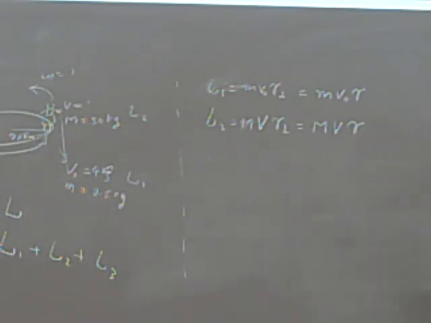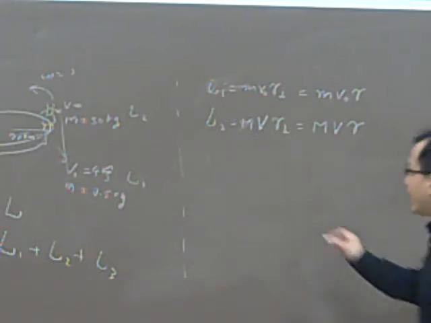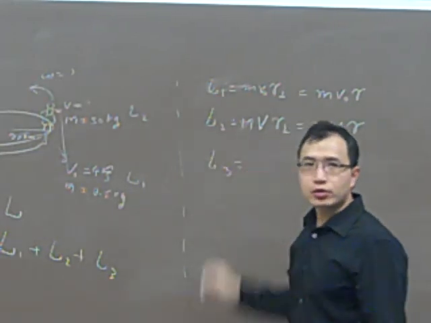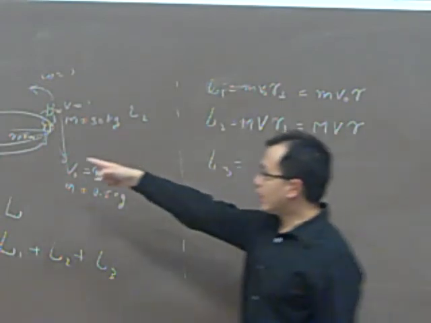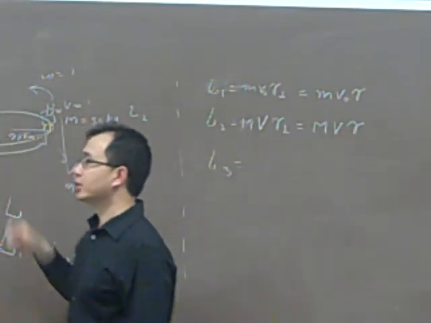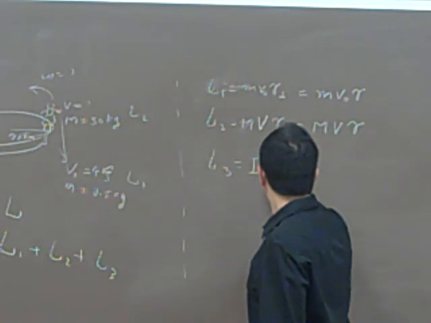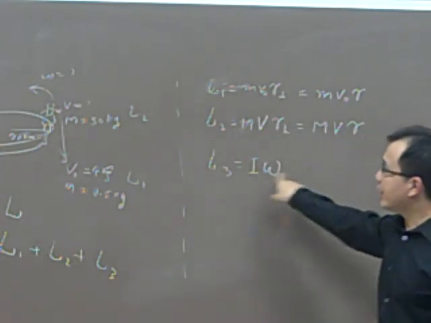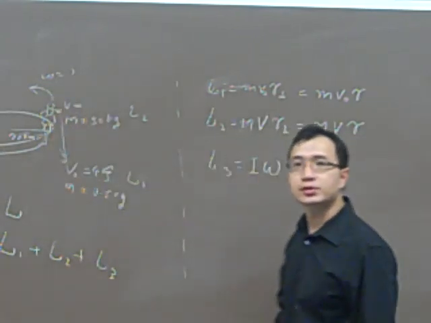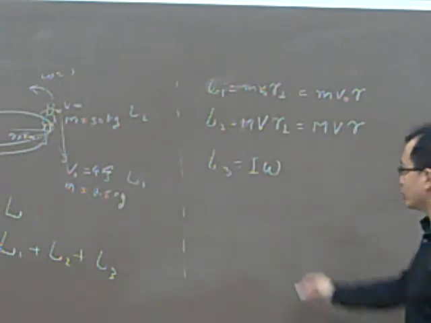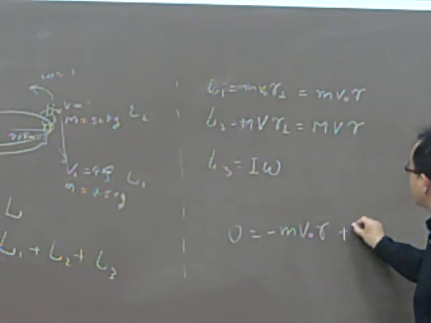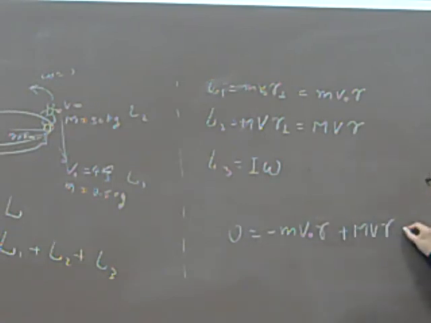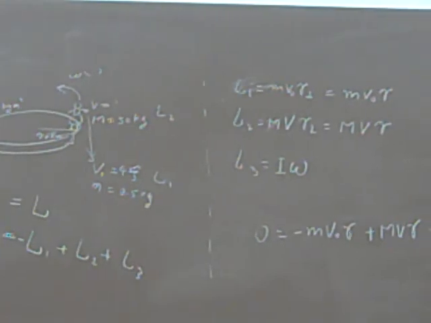And then our L3. It's better to use I omega, because I is given, it's an extended body. Omega is the unknown quantity we want to find. So if you put them in the equation, you get 0 equals negative m v0 r plus capital M v r plus I omega.